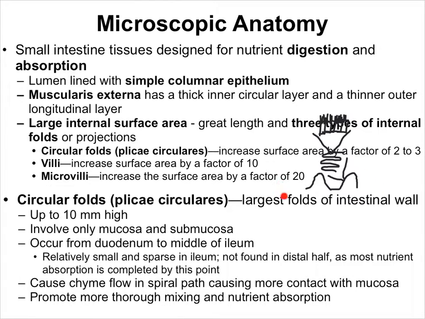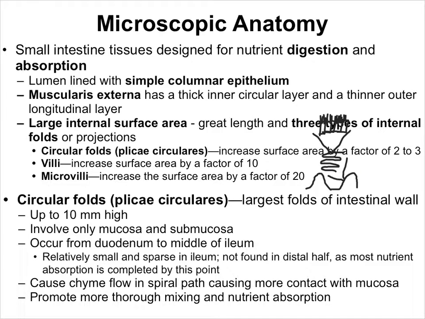The circular folds themselves are only folds in the mucosa and submucosa, and they occur from the duodenum to the middle of the ileum. They're particularly abundant in the jejunum, fairly small and sparse in the ileum. That's because most nutrient absorption happens in the jejunum.